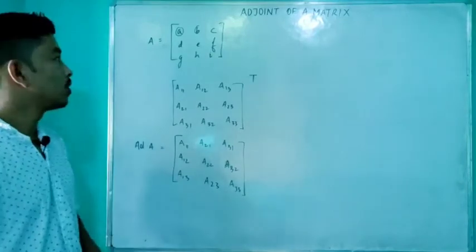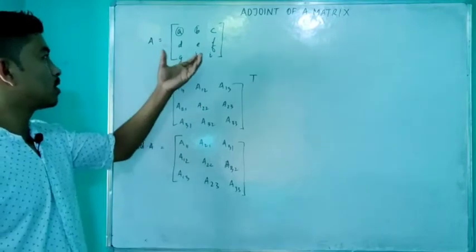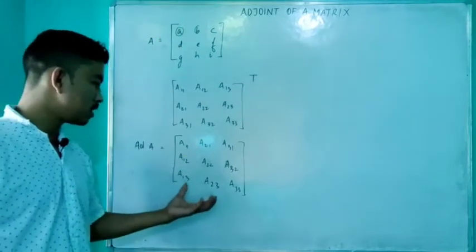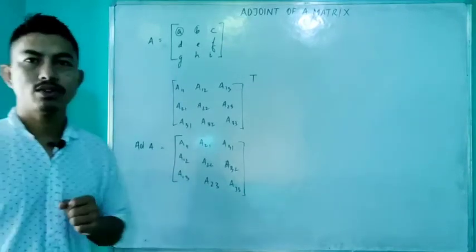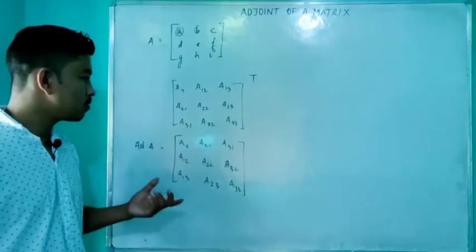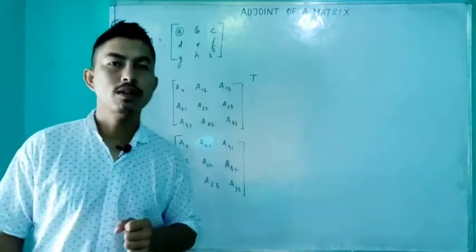So what we need to do is find the cofactor of each of the elements of the determinant, not the determinant of the matrix, and then transpose it. On transposing it, we get a matrix which is known as the adjoint of the given matrix. The adjoint of a matrix is very important because it is used in getting the inverse of a matrix.